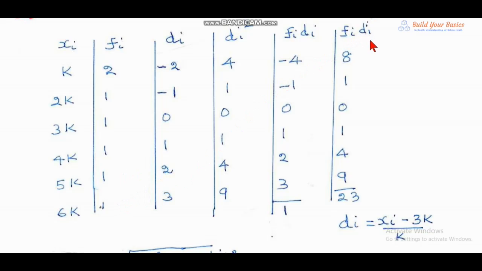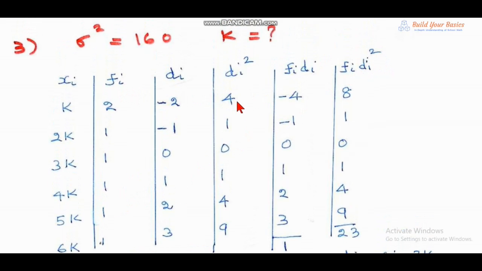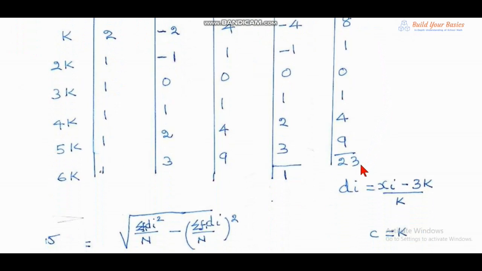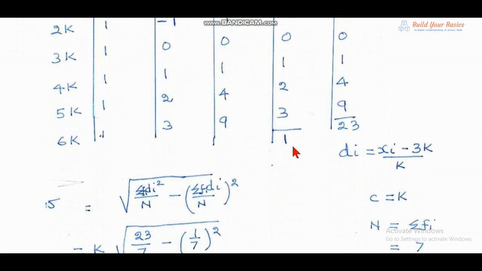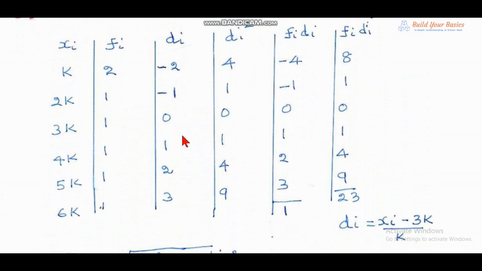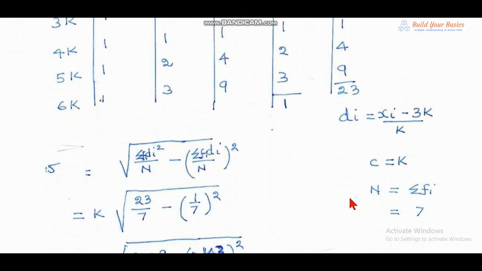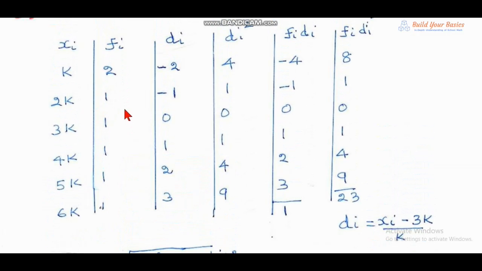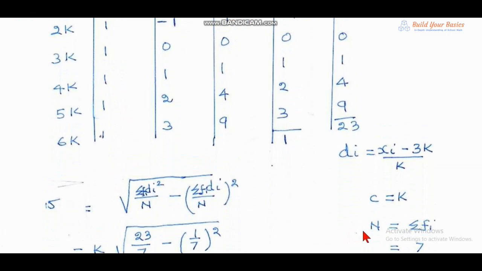Then fi di square: 2 into 4 is 8, 1 into 1 is 1, 1 into 0 is 0, 1 into 1 is 1, 1 into 4 is 4, 1 into 9 is 9. Sigma fi di square total is 23. Sigma fi di is 1. And total frequency n is 2 plus 1 plus 1 plus 1 plus 1 plus 1, that is sigma fi equal to 7.